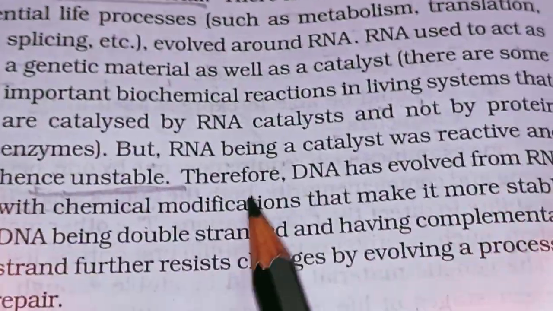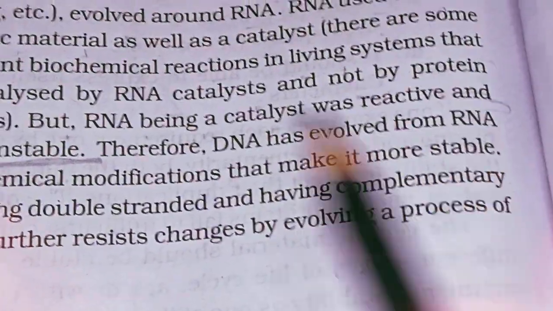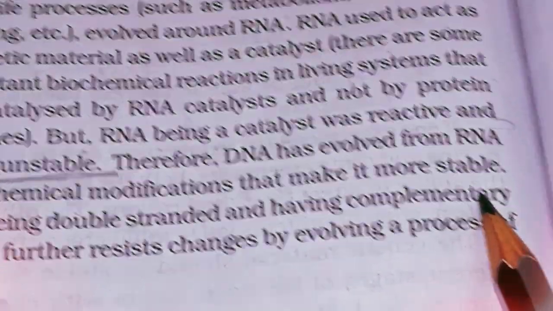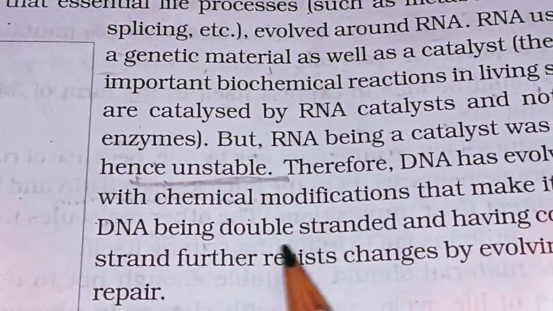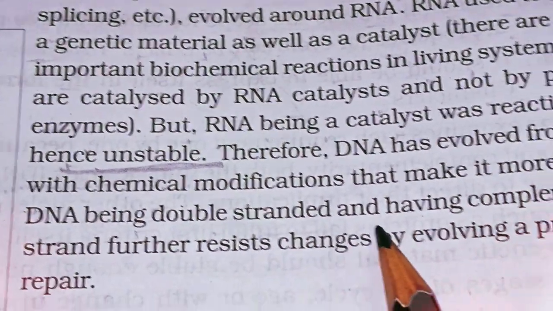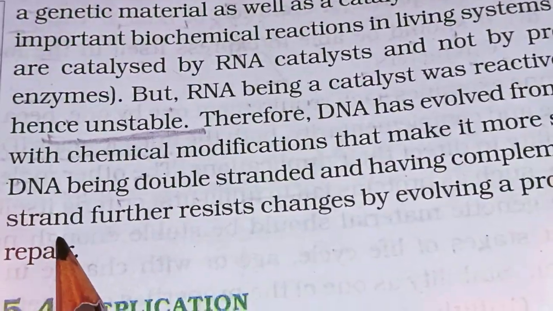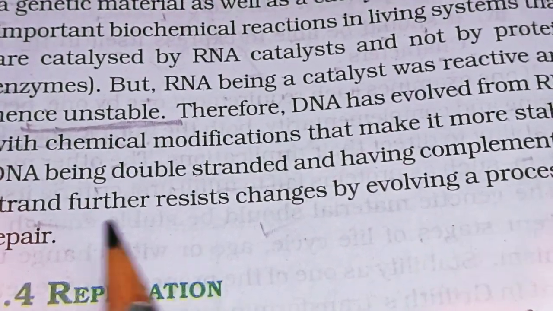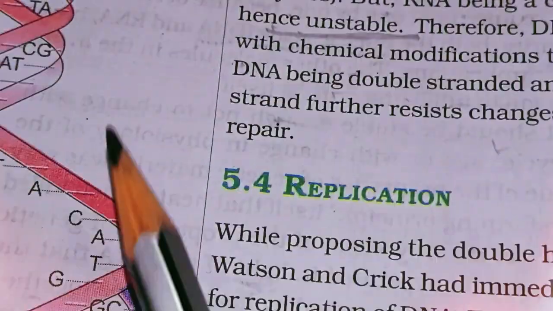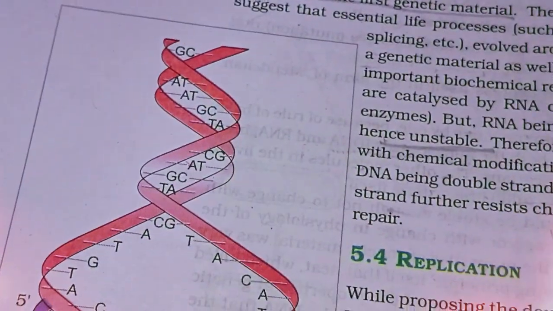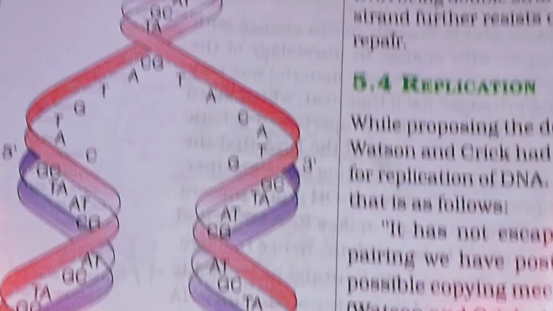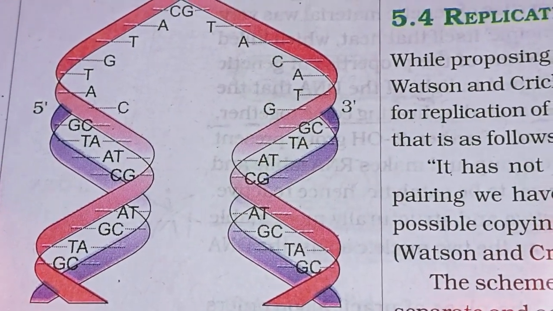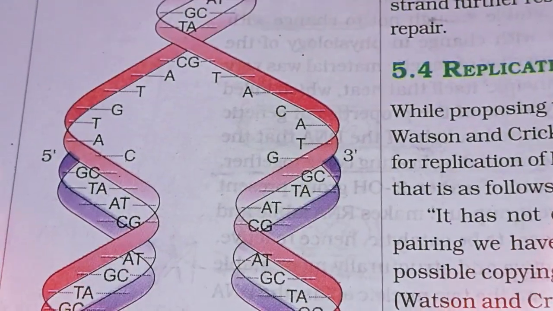Therefore, DNA has evolved from RNA, with chemical modifications that make it more stable. DNA being double stranded and having a complementary strand further resists changes by the evolved process of repair. We can see this figure given by Watson and Crick of the semi-conservative DNA replication.